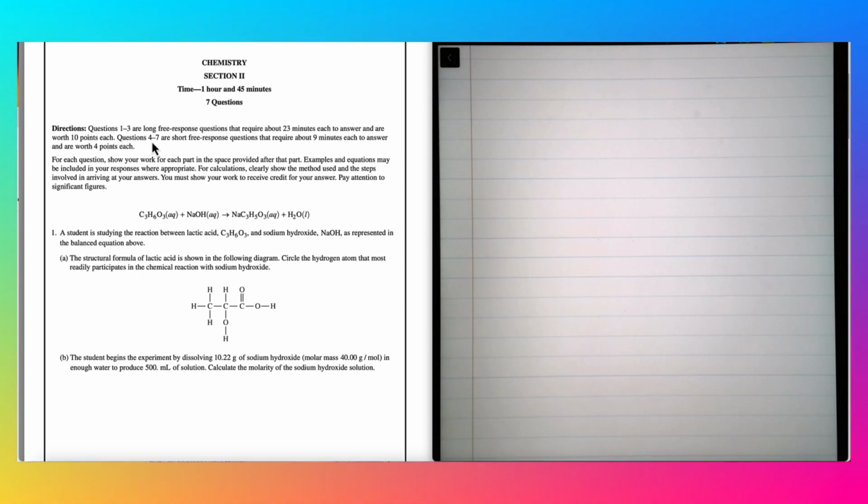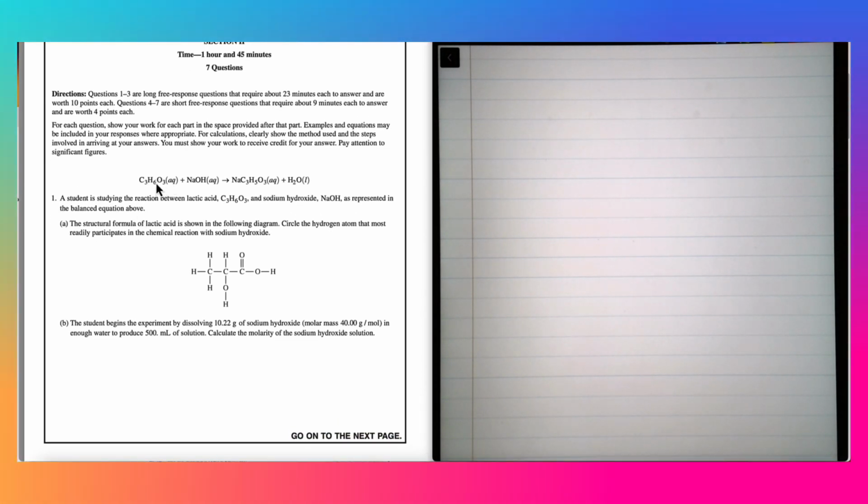Now, questions 4 through 7 are short ones, and you should be able to finish them relatively quickly, and they're only 4 points each. So 4 questions, 4 times 4, only gives you 16. Alright, so number 1, we have acid and base chemical reactions.